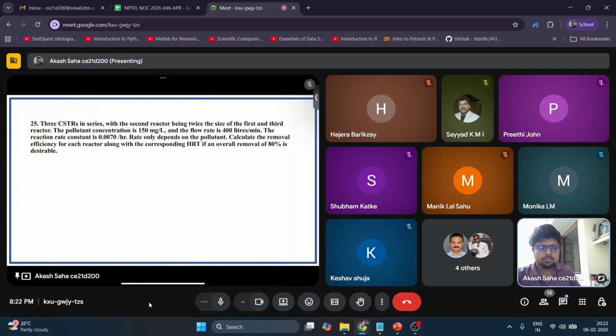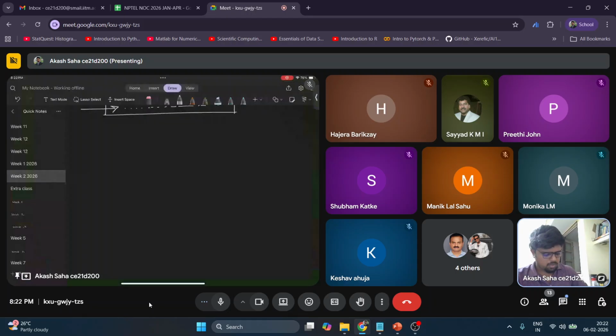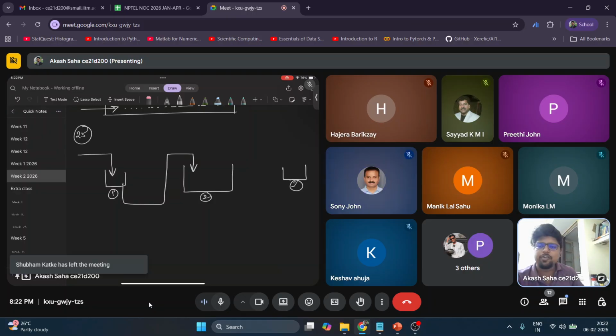I think you have done it. So this is problem 25. They are saying that we have three CSTRs, 1, 2, and 3, and the second CSTR is twice the size of the first and third. So this is 1, this is 2, this is 3. Some influent is coming in like this, and these are in series. The effluent of this reactor is coming as an influent of this one. Then again the effluent of this reactor is coming as an influent of this one, and then some effluent comes out from here. So this is the basic sketch of the problem.